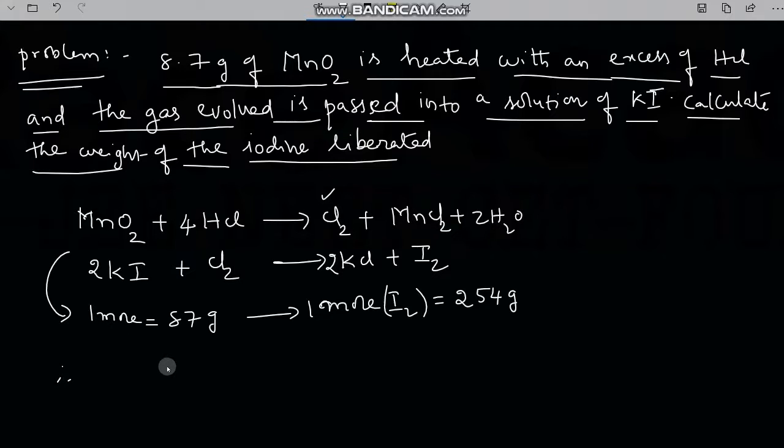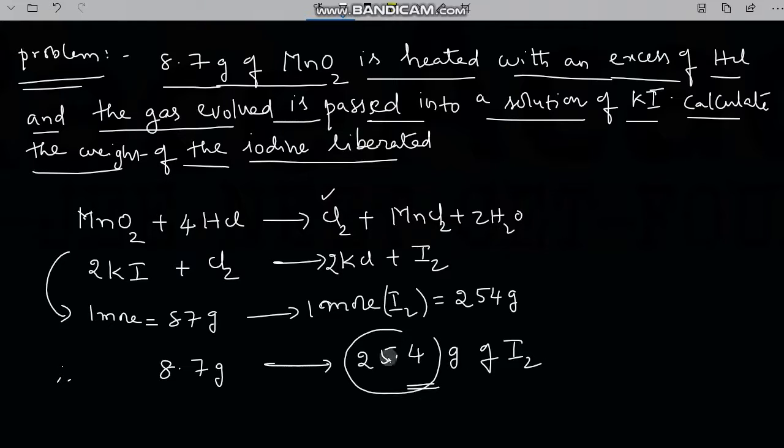Therefore, the 8.7 grams given in the problem corresponds to how many grams of iodine? It corresponds to 0.1 mole, so 25.4 grams will come. So 25.4 grams of iodine is liberated when 8.7 grams of manganese dioxide is heated with an excess of HCl. This 25.4 grams is the answer for this problem.